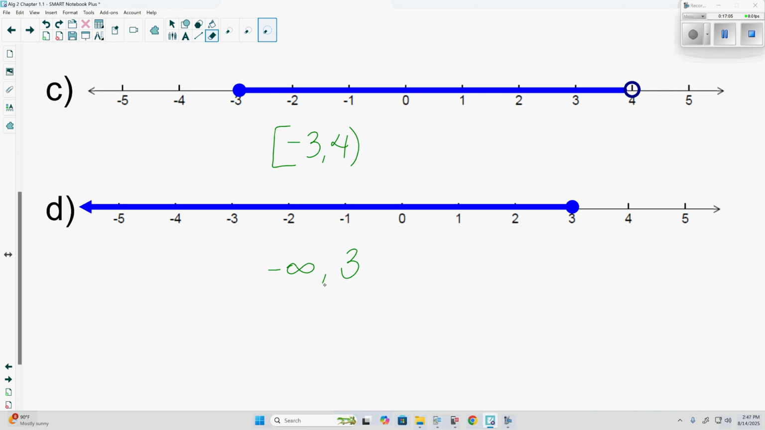Negative infinity is not included. The 3, is it included or not? So we would put a bracket. With interval notation, bigger number is always on the right, smaller number is always on the left.